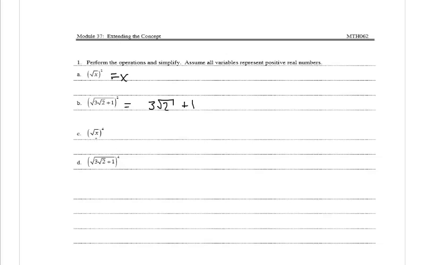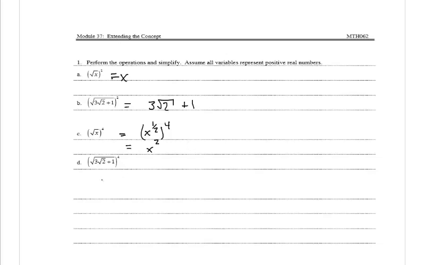In C, we have the square root of x to the fourth. So now the exponent and the index in the radical are not the same. And this is equal to x to the 1/2, all raised to the fourth. And if you raise a power to a power, we're going to multiply the exponents. So this is going to be equal to x squared.